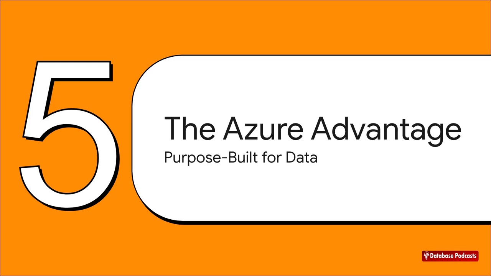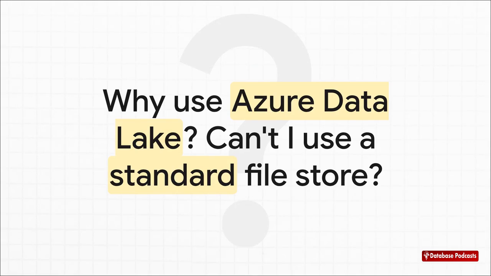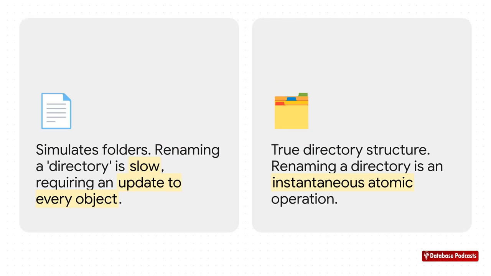Okay, so we get the concept. Now let's get practical and talk about the tech itself. Because while you could use a bunch of different storage systems, using a purpose-built enterprise-grade cloud service like Azure Data Lake gives you some absolutely massive advantages. And that leads to another great question. Why bother with a specialized service? I mean, can't I just dump all my files into a standard object store like Azure Blob Storage and call it a day? The answer really comes down to one critical technical feature: the namespace.